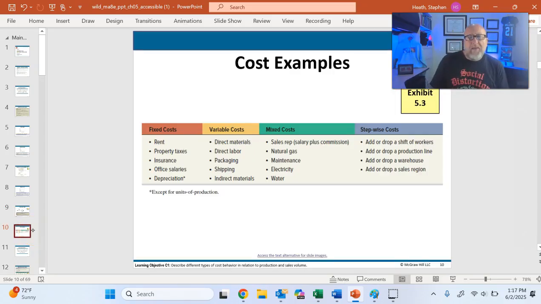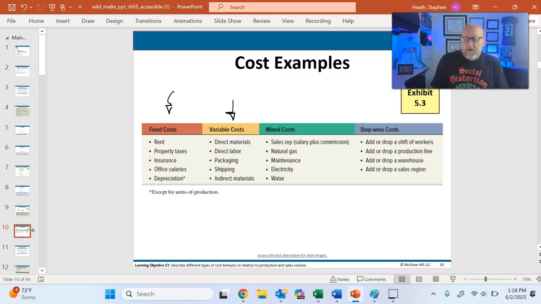This is slide 10. And what we're saying is here are some good examples of fixed costs: rent, our property tax, our insurance, our office salaries. Depreciation, it could be fixed. There could be instances when it will be variable. But our variable costs, right? Direct materials, direct labor, packaging. The more production, the more our packaging costs are going to go up. Shipping, the more we produce and sell and mail out, the more our shipping costs are going to be.